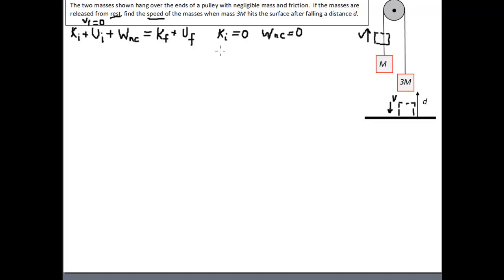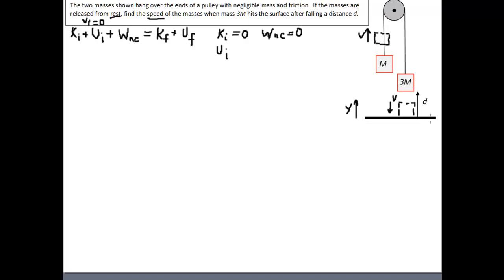So what about the initial potential energy, U initial? For each object we're going to have to write down mg times the height. So we have to do two things. We have to decide where we're going to measure the height from, and that's pretty easy. Let's just be simple and measure it from the ground, from the surface down here. And then we want to write down the potential energy for mass m.